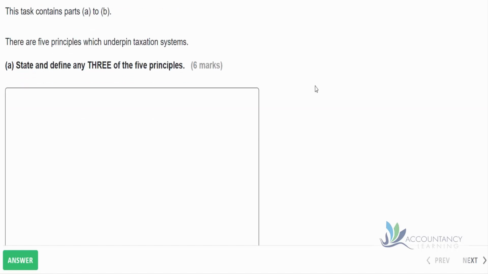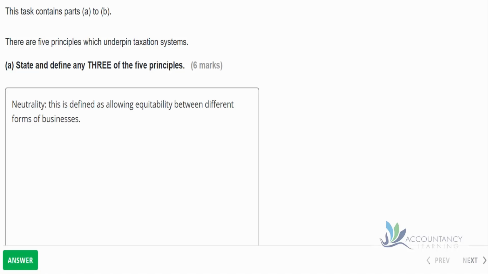So there are 5 principles which underpin taxation systems. And we need to state and define any 3 of the 5 principles for the 6 marks. So notice there are 6 marks available, so that means we're going to get 1 mark for stating and then a second mark for defining each of the 3 principles in our answer.